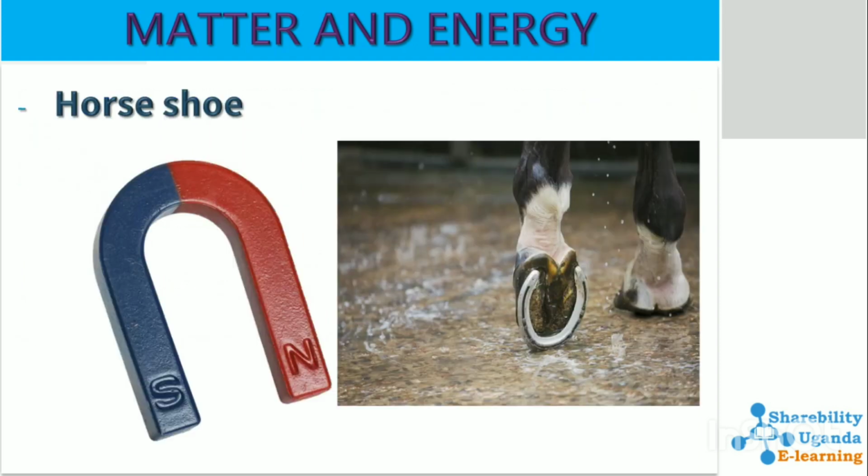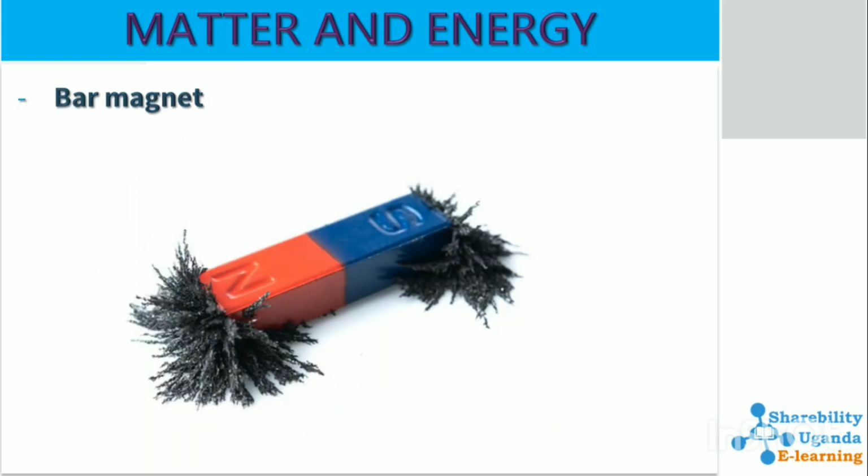In the picture is an illustration of a horseshoe magnet, how it looks. It's called a horseshoe magnet because it looks like a horseshoe. As you see on the right is a picture of a horseshoe, and then on the left is a picture of a horseshoe magnet. And then we have a bar magnet. As you can see, it is in a bar form, like a bar of soap.